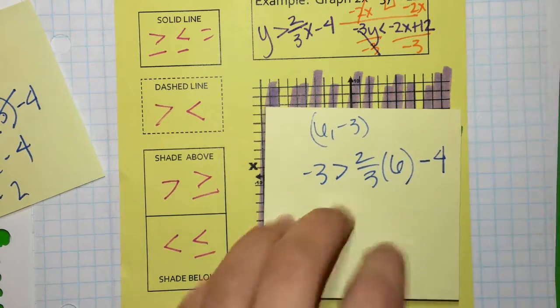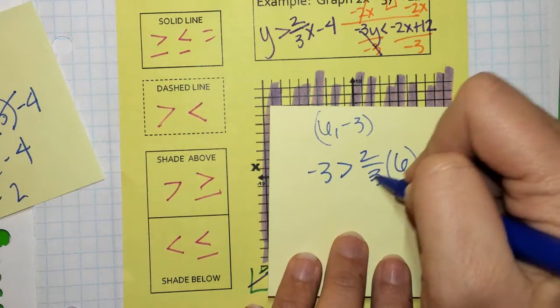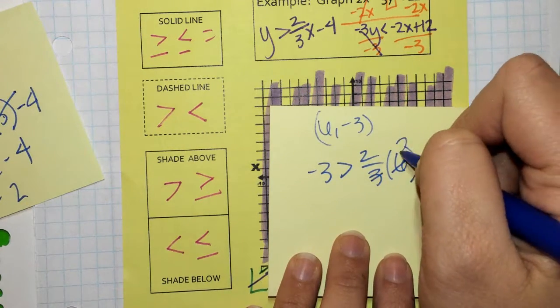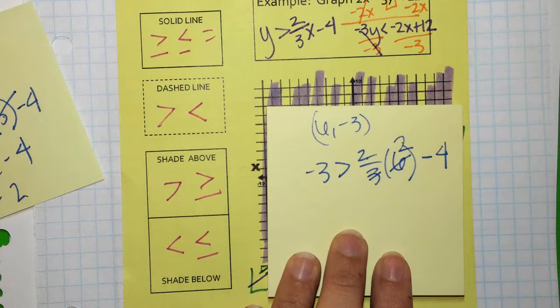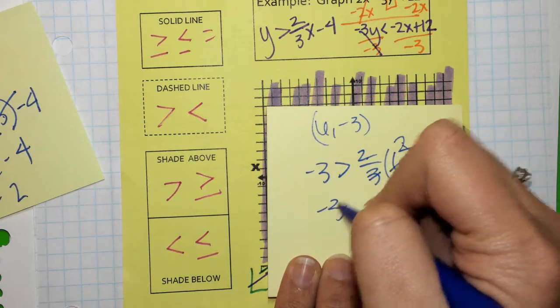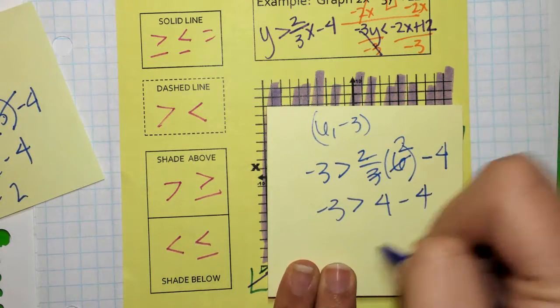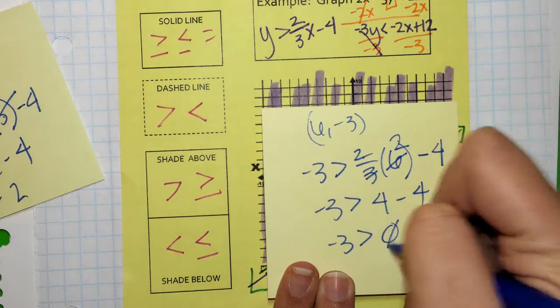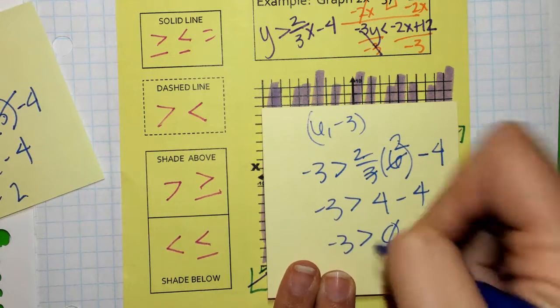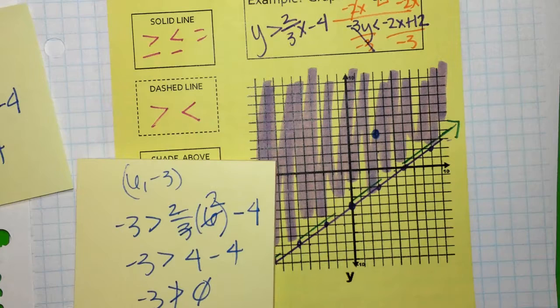Exactly. All right, now how many times does 3 go into 6? 2. All right, what's 2 times 2? 4. Okay. And what's 4 minus 4? 0. Is negative 3 greater than 0? No. So that's why that point doesn't work. And that's how you prove it. Isn't it great? I love it so much.